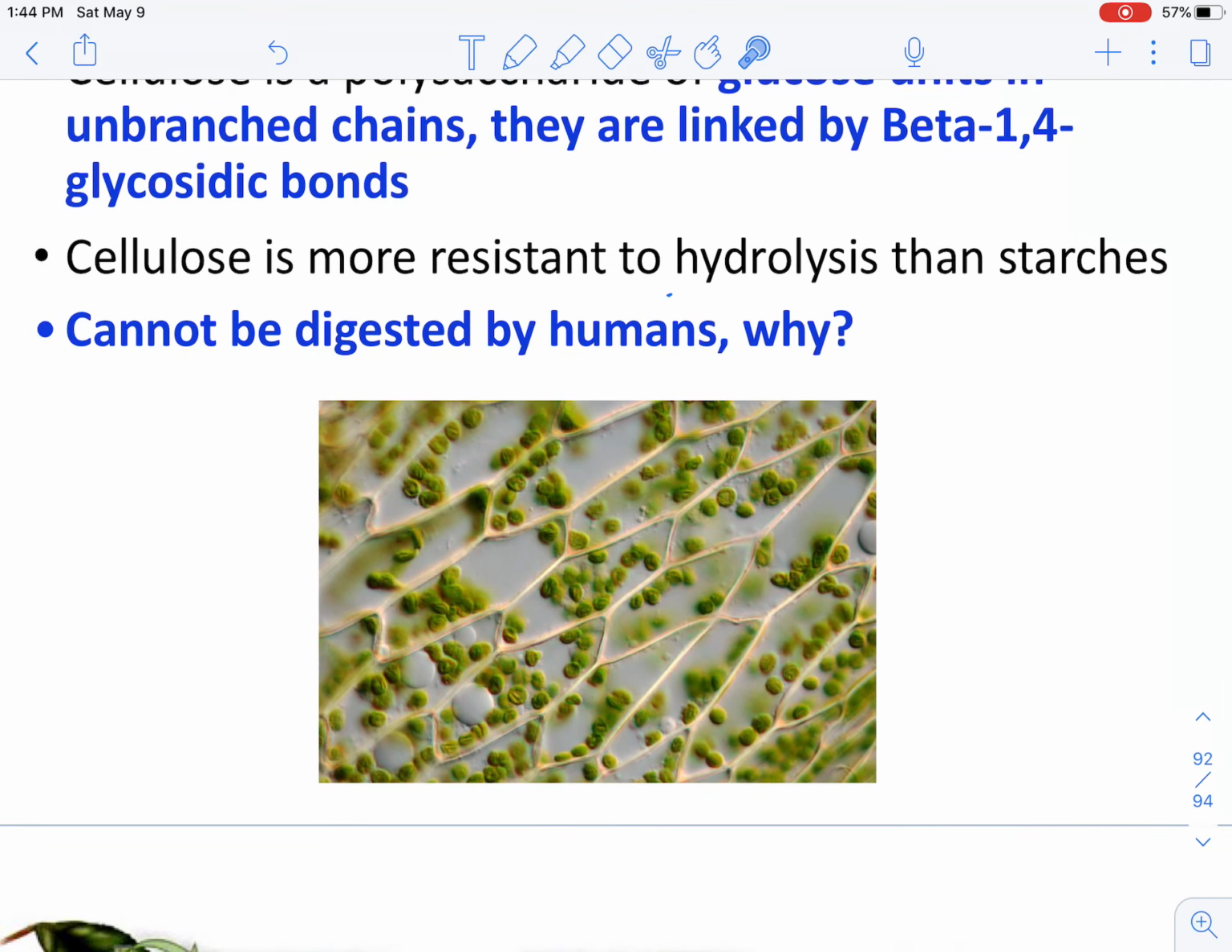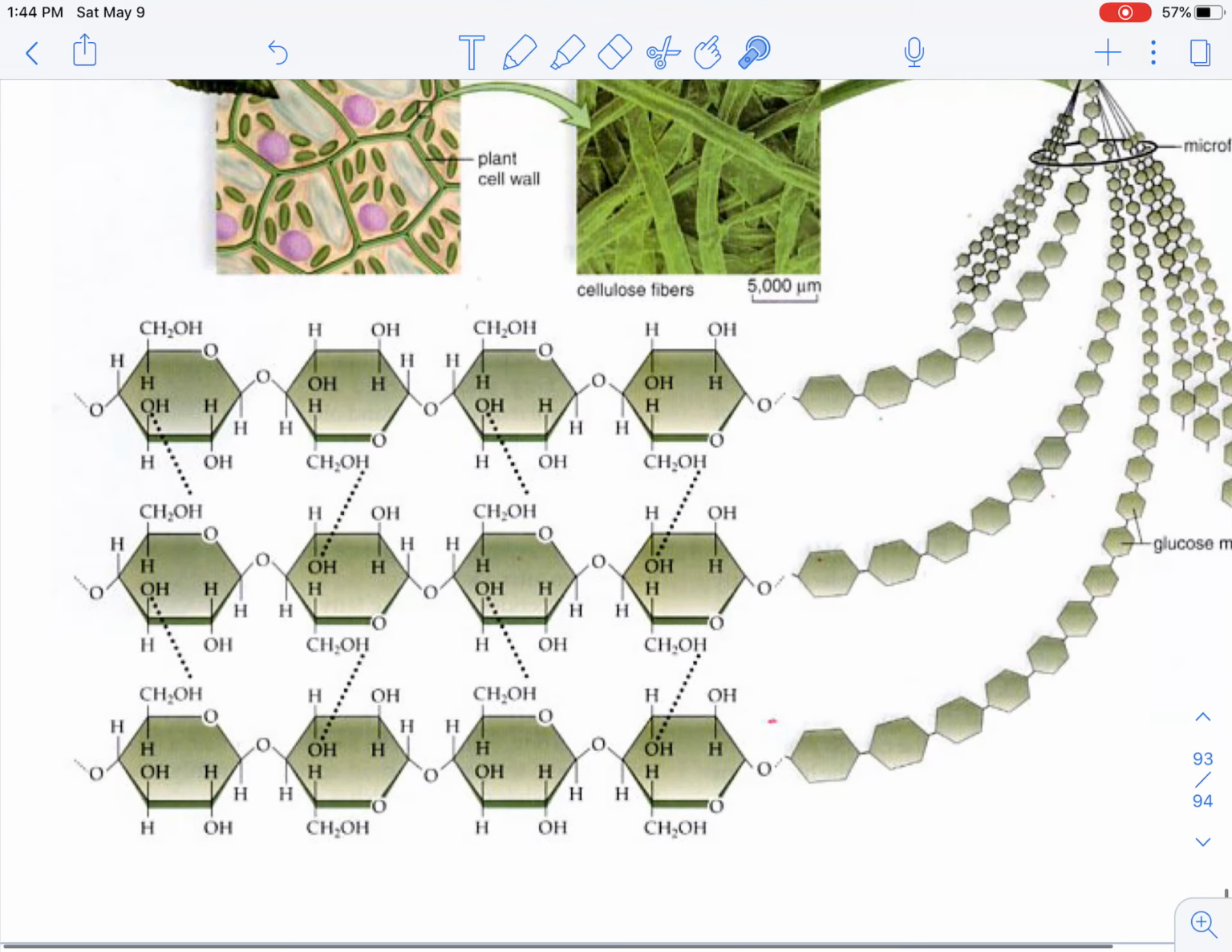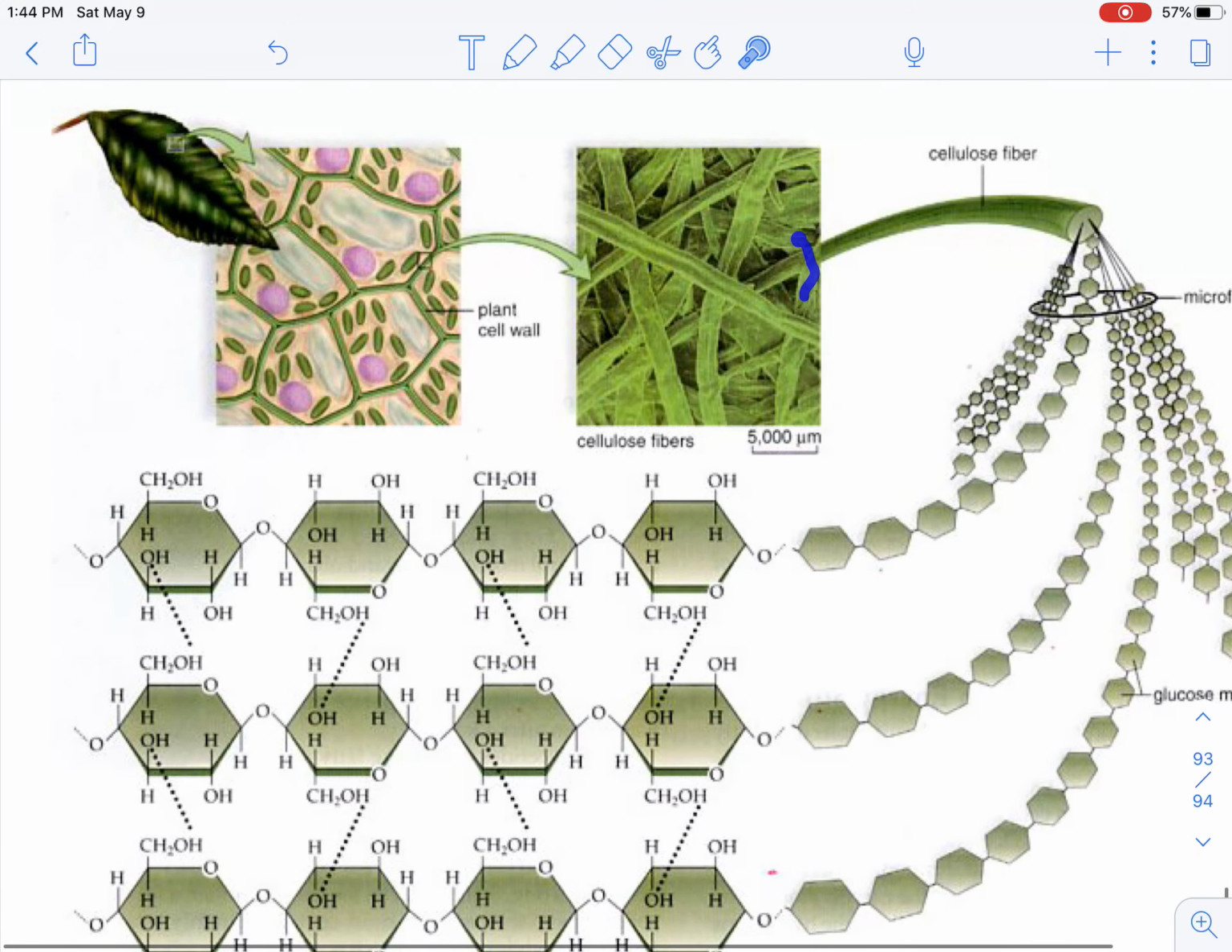Looking at this image here, all of this is the cell wall. If we zoom in on that cell wall, we get these cellulose fibers. You can see that they're layered in such a way that they're crossing each other. It's kind of like a braid, but not as neat as the braids we would do as humans.